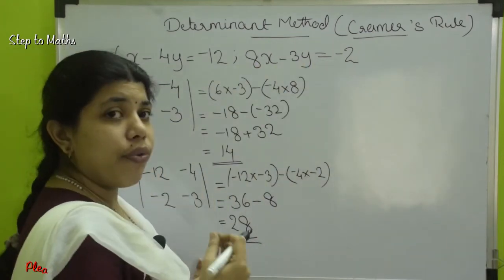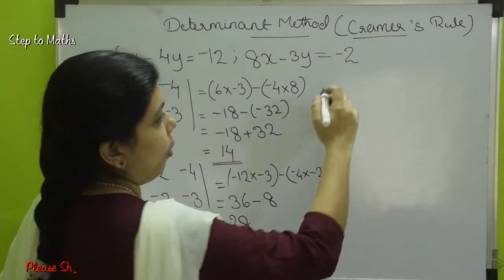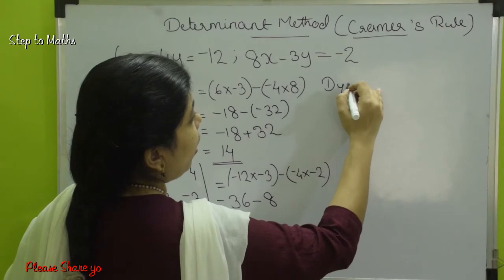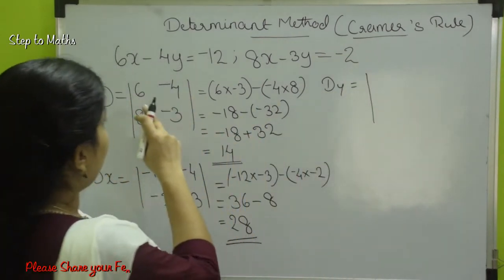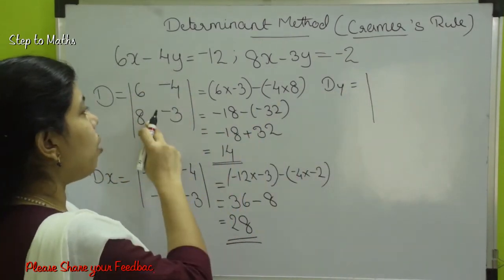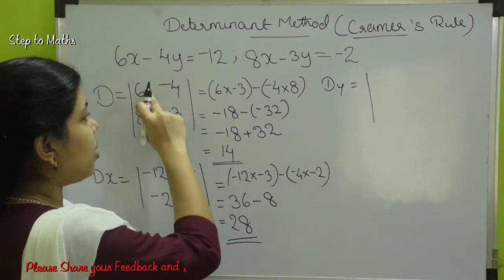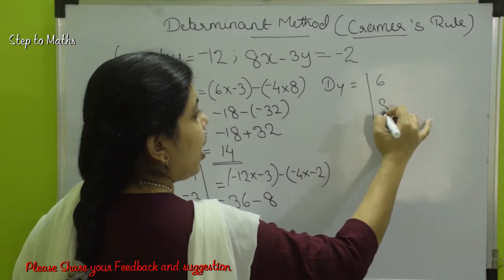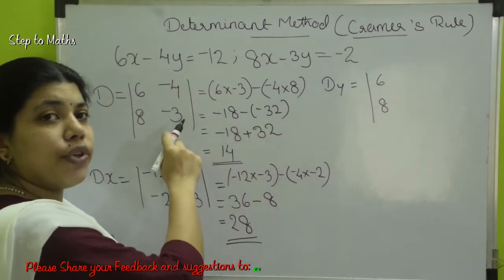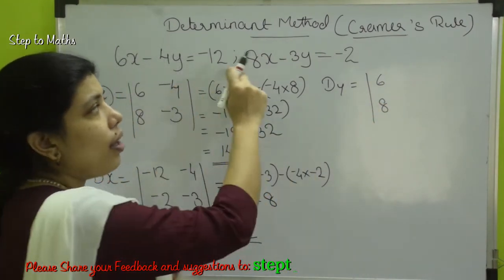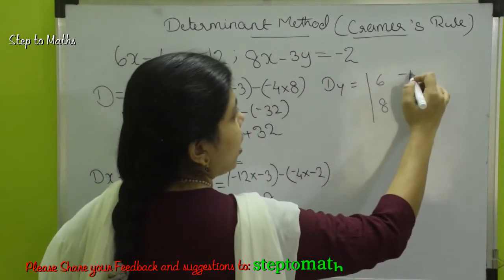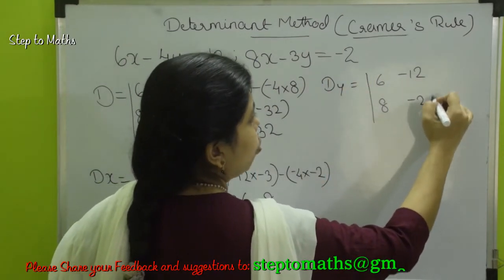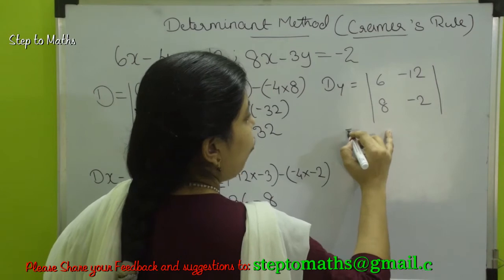What is the next step? Find the value of dy. dy is equal to: from d, the first column is the same as the coefficients of x, that is 6 and 8, and the second column, the coefficients of y, is replaced by the constants, -12 and -2. Now find the value.